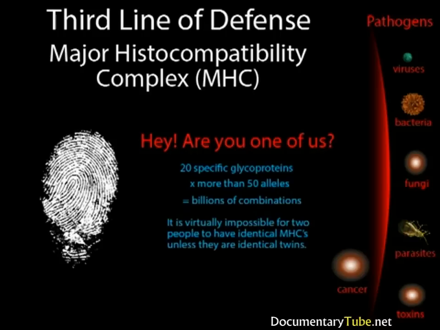As a result, it's virtually impossible for two people to have identical MHCs unless they're identical twins. The MHC, then, is a fingerprint for your cells. Any cell that has your MHC will not be attacked by your lymphatic system because the cell has the correct fingerprint.